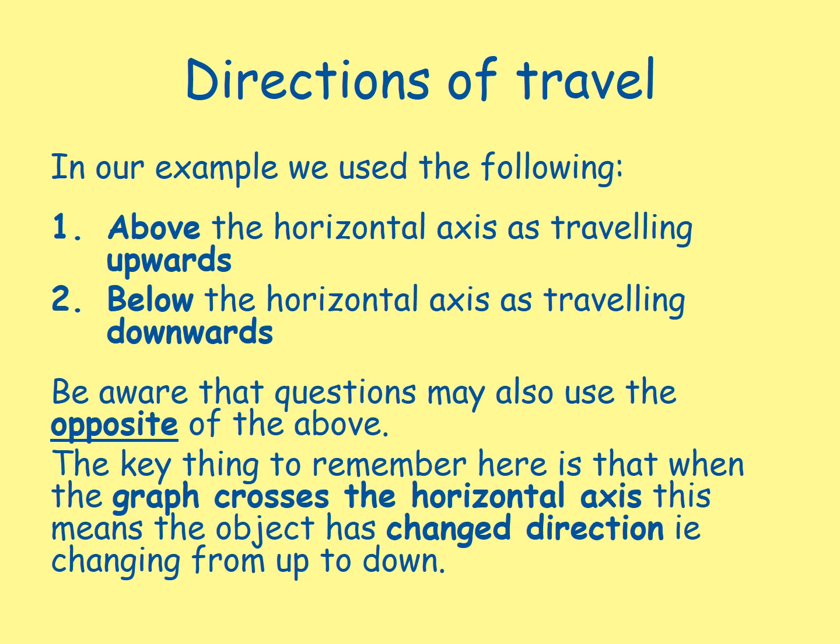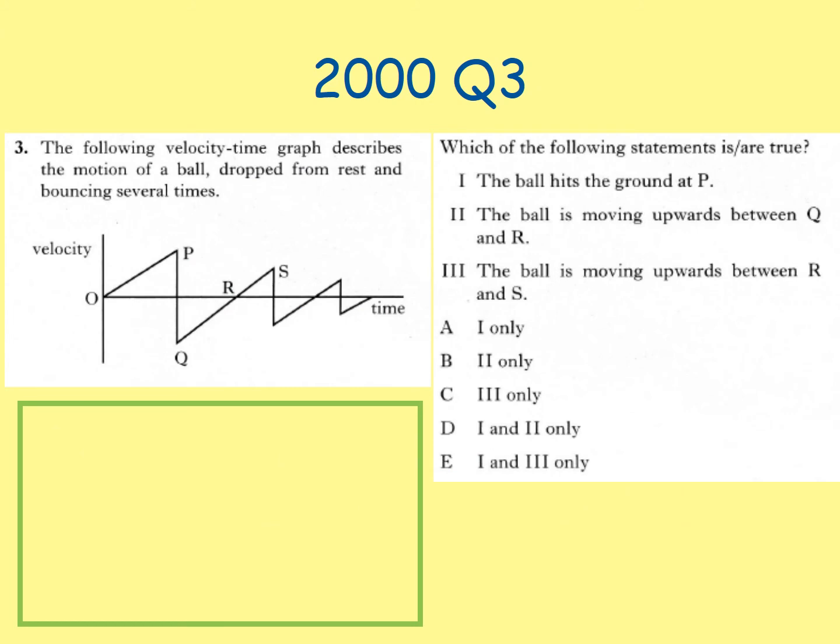The key thing to remember here is that when the graph crosses the horizontal axis, this means the object has changed direction, i.e. changing from up to down or down to up. The following velocity time graph describes the motion of a ball dropped from rest and bouncing several times. Which of the following statements are true?